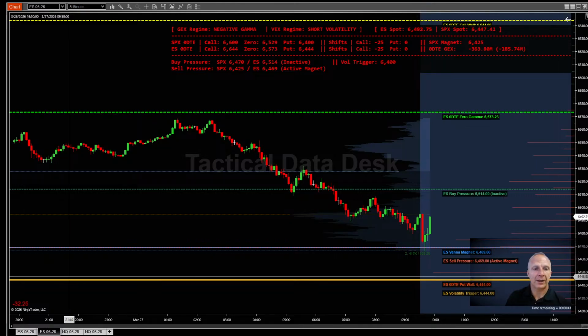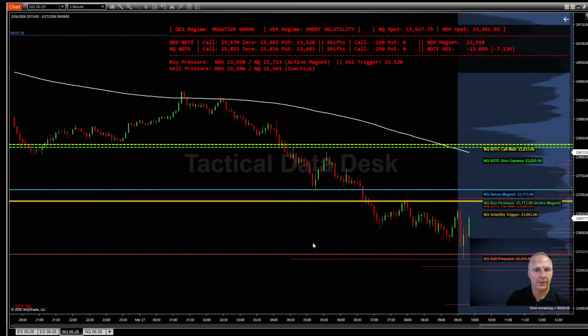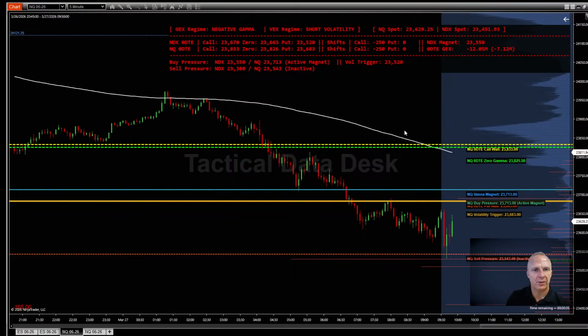Right. Do a quick check on NQ. Still in negative GEX regime here. This is the NQ futures adjusted call wall based on the NDX. That spot price, I think the difference was 167 today. I already programmed it in. So active magnets, the buy pressure at 23.55. We're at 23.64, so we're above that right now.